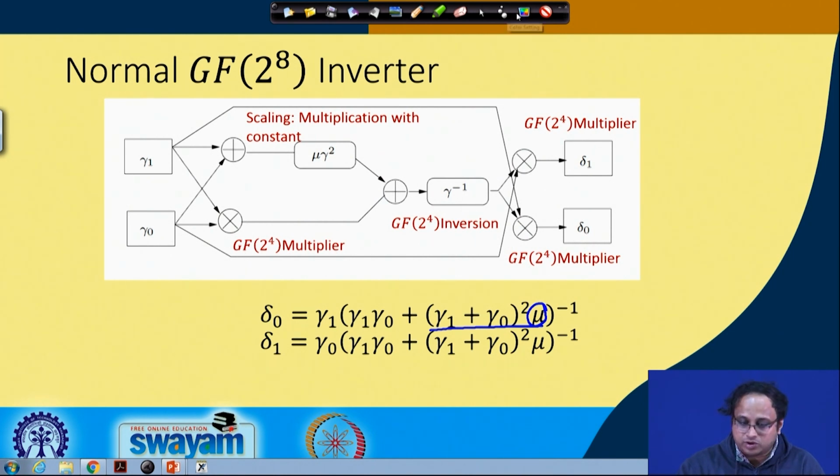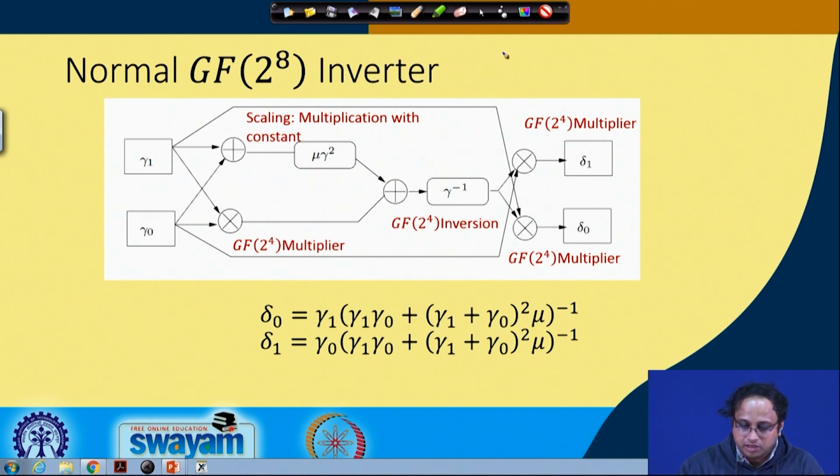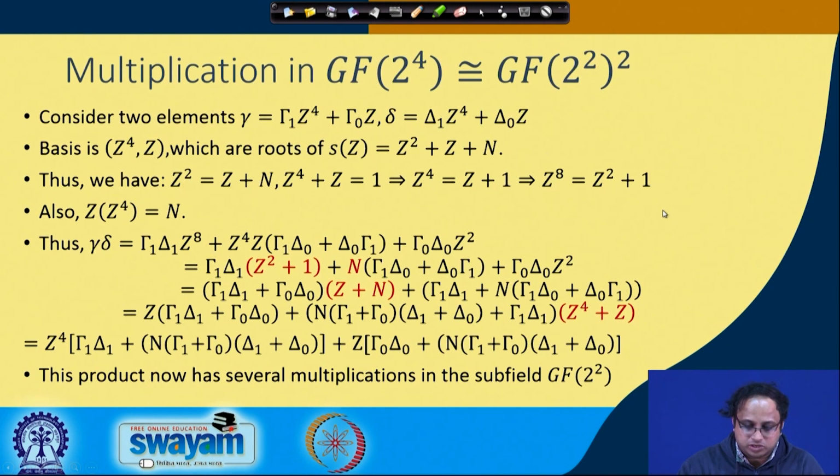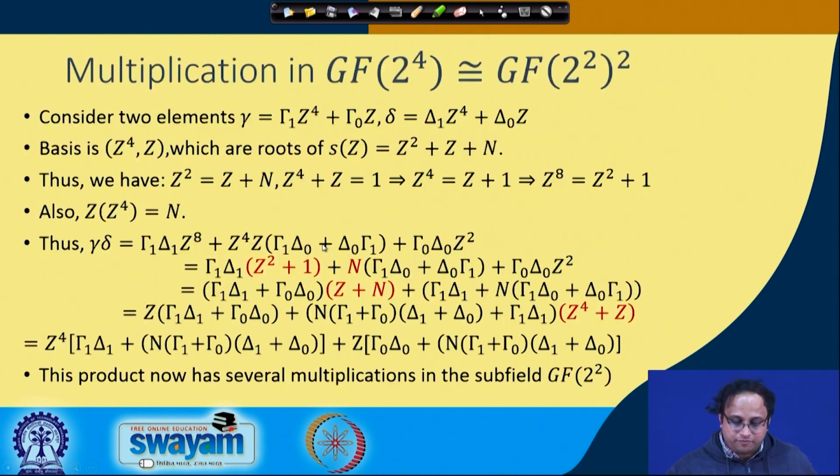So, therefore, this is quite easily understood from this diagram. And finally, once you have done this, you can actually observe that internally you are basically doing GF(2^4) inversions and GF(2^4) multipliers. So now you need to know the circuit for doing a GF(2^4) multiplier. So let us take a look at the GF(2^4) multiplier.